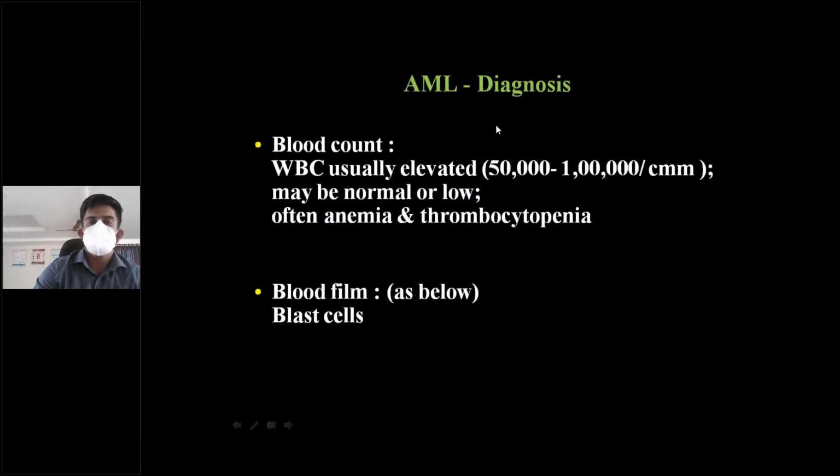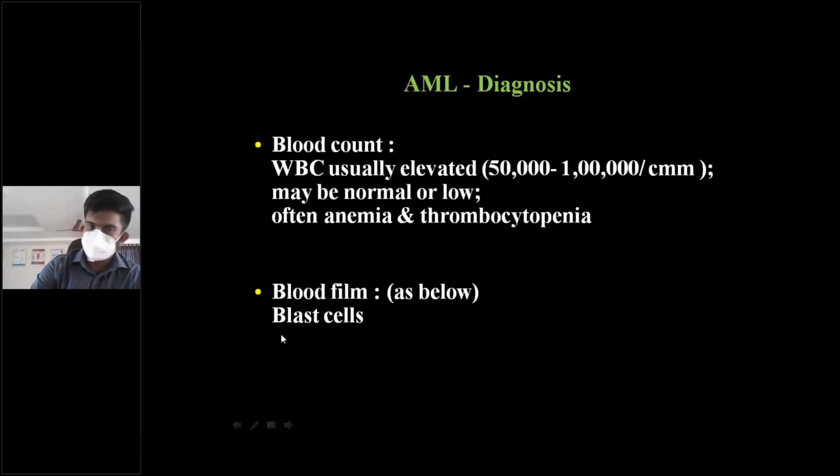So how do we diagnose AML? It's simple. The patient has a clinical presentation. It's a common one, usually comes with hepatosplenomegaly, then bleeding gums, which is the most common presentation for thrombocytopenia, and gingival hyperplasia can be seen. Then you go for the blood count. WBCs are usually elevated, 50,000 to 1 lakh, but may be normal or low. Anemia and thrombocytopenia can be seen.